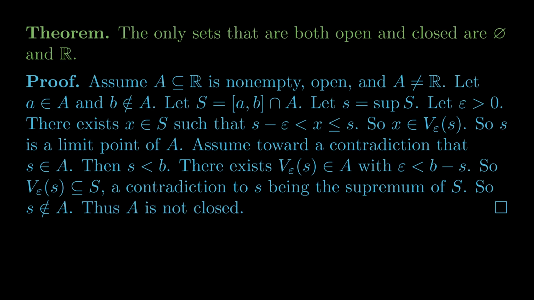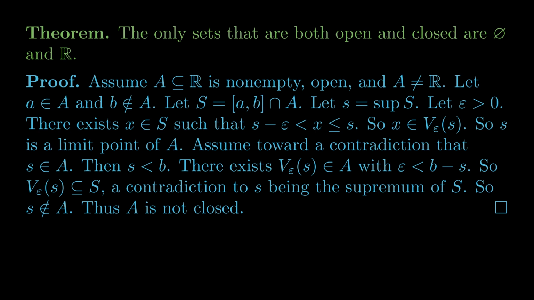The reason we needed the assumption that we don't have the empty set and we don't have the set of all real numbers is because we needed both a real number in A and not in A. So we've proven the result that, aside from the empty set and all real numbers, no set can be both open and closed. But there's plenty of sets that are neither.